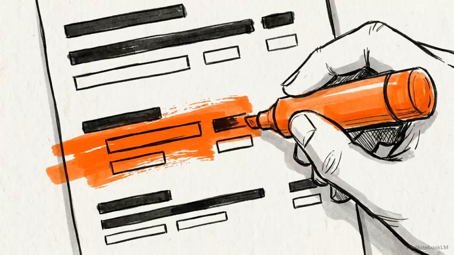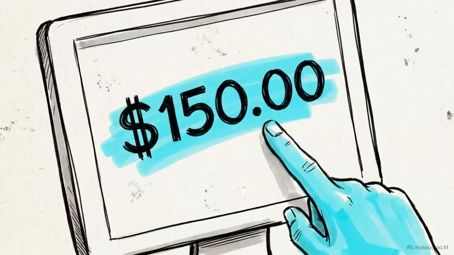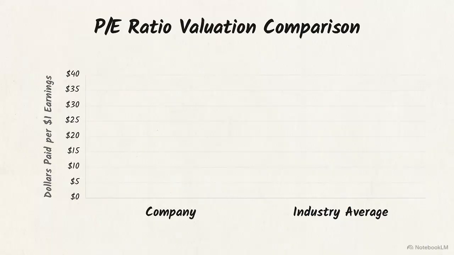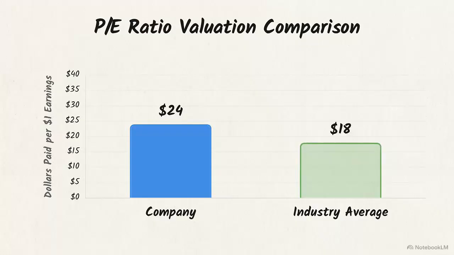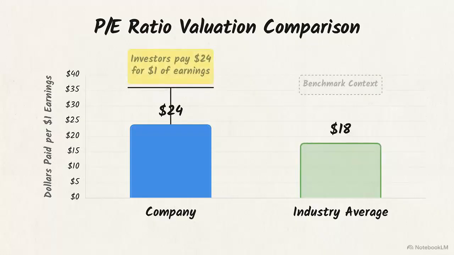Step 4 involves checking valuation metrics. Identifying a healthy company is the first step, but you still need to determine if its current stock price is fair. Look up the price-to-earnings, or PE ratio, on your screener. This number tells you exactly how many dollars investors are currently paying for every $1 of the company's earnings.